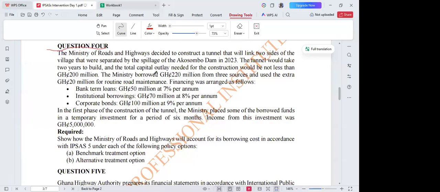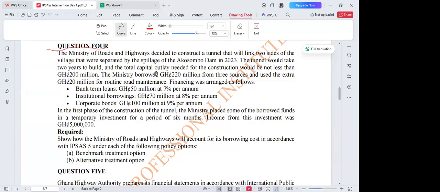Okay, so this is on IPSAS 5, borrowing costs. So for borrowing costs, how do we go about it? You have to know the method you are using, right? In public sector, this is different from IFRS, though very similar. This question, I think, is even in IFRS. There are similarities, yes, but it's not the same.